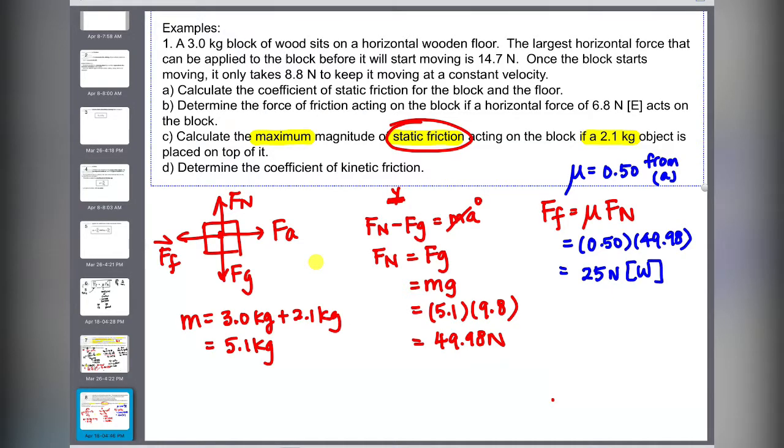So it's important to know which friction you're talking about, right? Is it static or kinetic? Because now the next question is asking you to determine the coefficient of kinetic friction. And if it's talking about the kinetic friction, make sure that I'm referring to the force when it's moving. Okay, so I'm now using the FA equals 8.8.